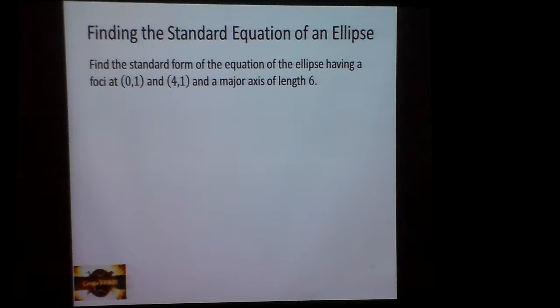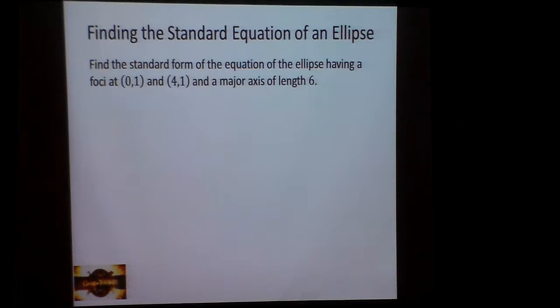So let's find the standard form of the equation of an ellipse having foci at (0, 1) and (4, 1) and a major axis of length 6. Well, one thing I know is this: notice my y values are the same. So that tells me my major axis is horizontal. The first thing I want to find is the midpoint of those points.